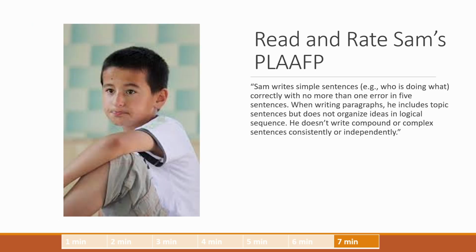Read and rate Sam's PLAAFP. Sam writes simple sentences, e.g., who is doing what, correctly with no more than one error in 5 sentences. When writing paragraphs, he includes topic sentences but does not organize ideas in logical sequence. He doesn't write compound or complex sentences consistently or independently. We have a pretty substantial picture of Sam's current performance or current academic achievement in writing.